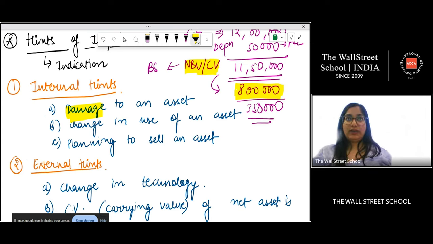But these are some of the indicators, because in true or false or match the following, it happens that they may ask you about it, that is, is any impairment testing required or not. So in that case, you need to understand this. Is it clear now? Yes. Yes, why not, absolutely. Damage can also happen and technology change.